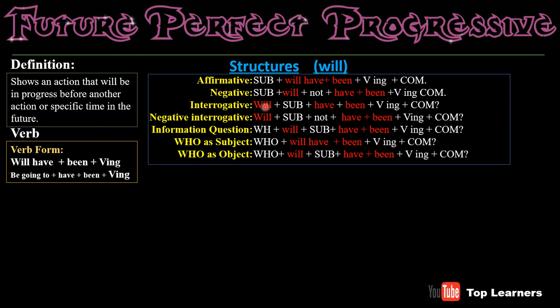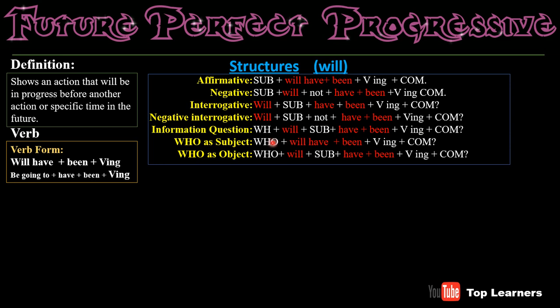And if you want to make negative interrogative, you need to use not after subject. Will, subject, not, have, been, verb ing, and complement. To ask information question or WH question, you need to use a WH word at the beginning. The WH words can be what, when, why, where, and so on. Then you can use will, subject, have, been, verb ing, and complement.